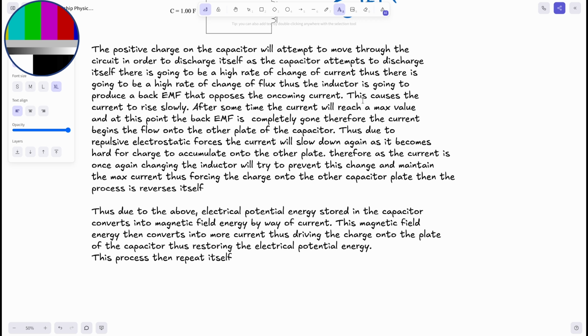Thus, due to the above, electrical potential energy stored in the capacitor converts itself into magnetic field energy by way of current. This magnetic field energy then converts into more current, thus driving charge onto the plate of the capacitor, thus restoring the electrical potential energy. This process repeats itself again.